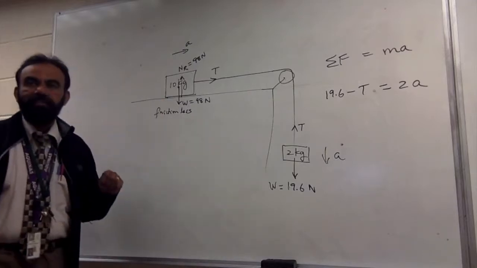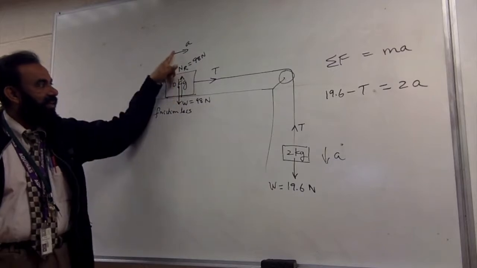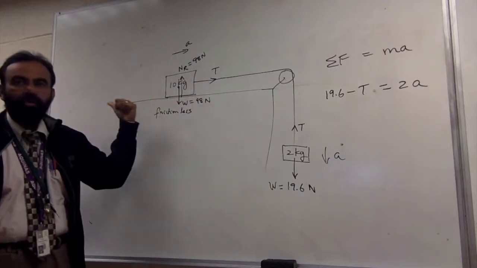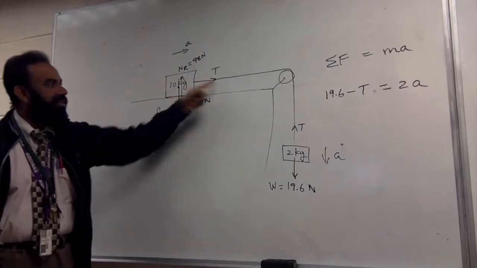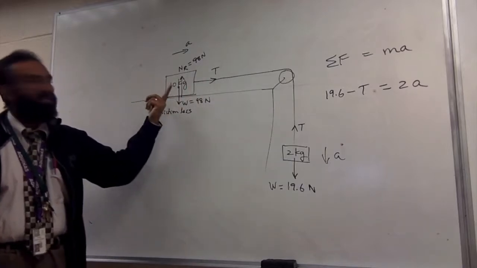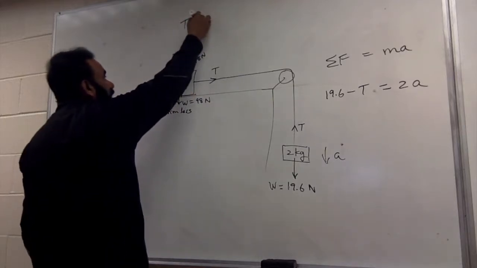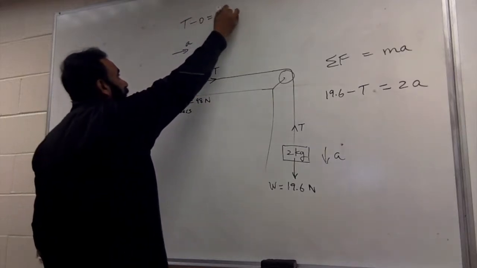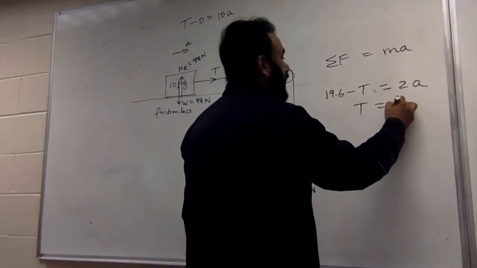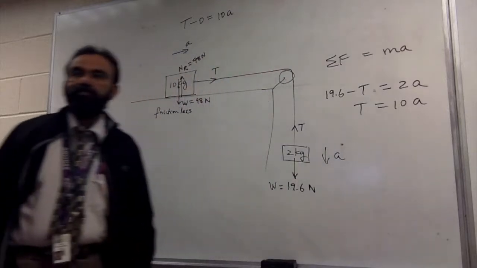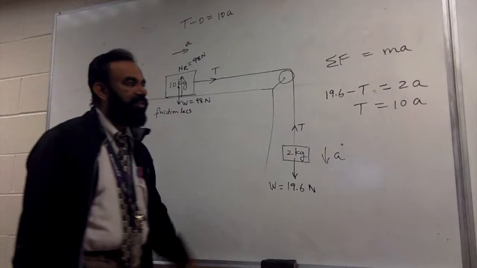And this object is acted on by a tension forward, 98 upward, 98 downward, nothing this way. So what's the net force? T. In other words, T minus nothing, which is basically T. So this one's equation is T minus nothing is equal to MA. So in other words, T is equal to 10A. This is the simplest of all problems. T is equal to 10A.